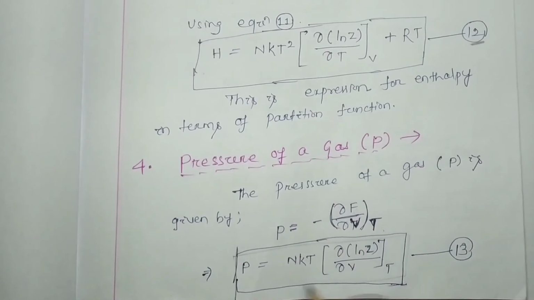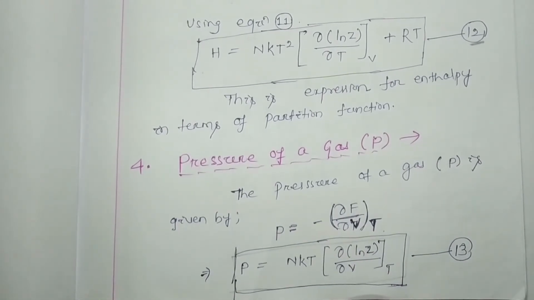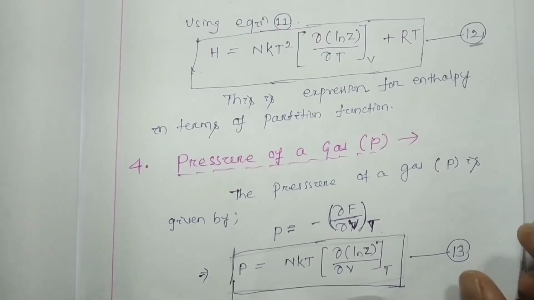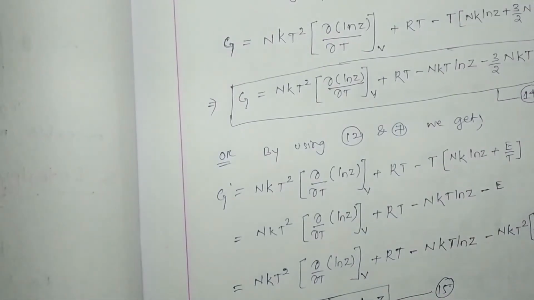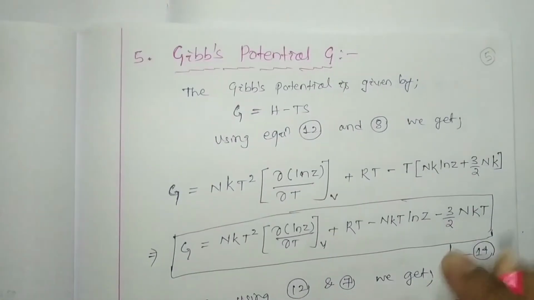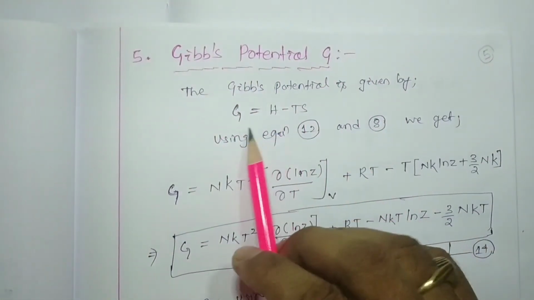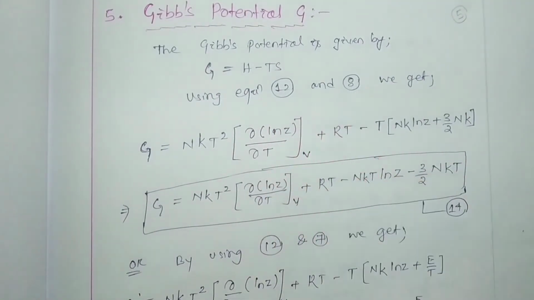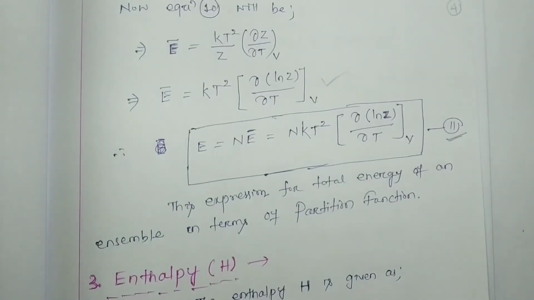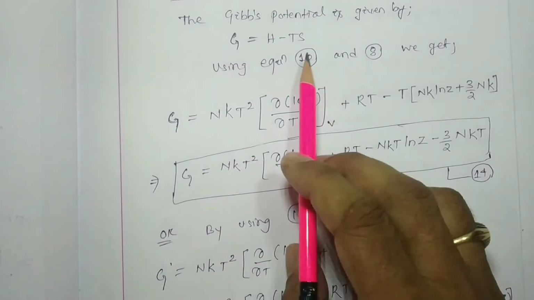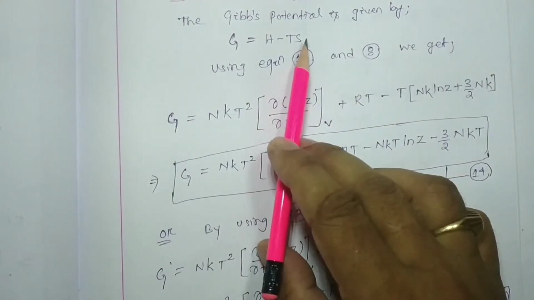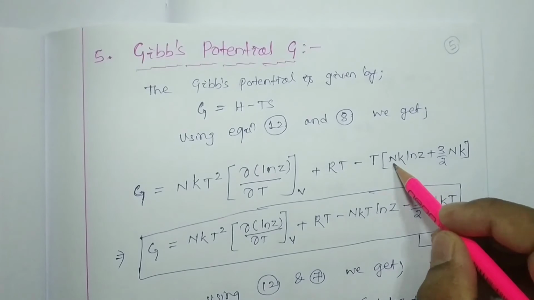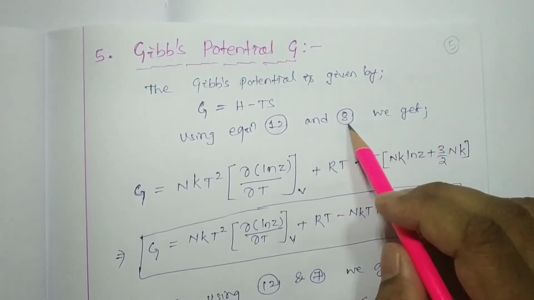This expression is the representation of the pressure of the Maxwell-Boltzmann gas, where the particles are distinguished from each other. Now we have to consider the Gibbs potential, which is nothing but G equal to H minus TS. Now we have to use equation number 12 and 8. From equation number 12 we found the H value, we have to put it directly over there. And the T and S values we consider as nk ln z plus 3 by 2 nk from equation number 8.